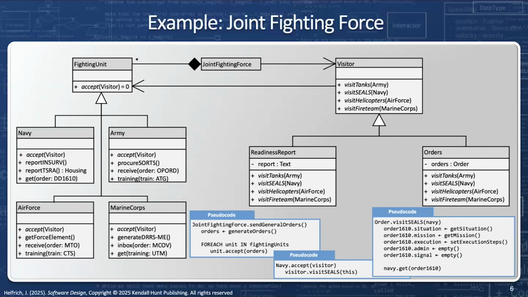Now we go to the visit seals method. Notice how we are calling orders visit seals because it is the order that was sent to the Navy. This method's only job is to know how to translate an order from the format the client gave into the format the element needs.